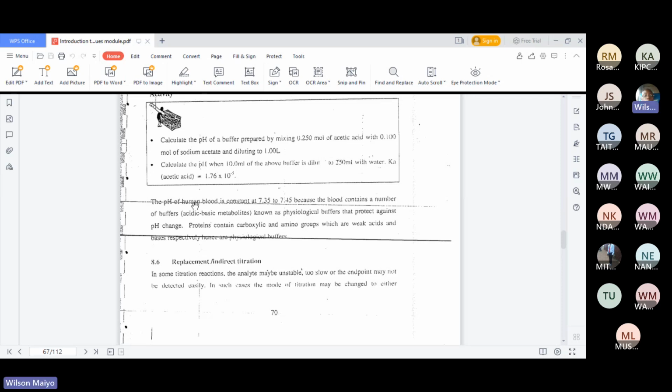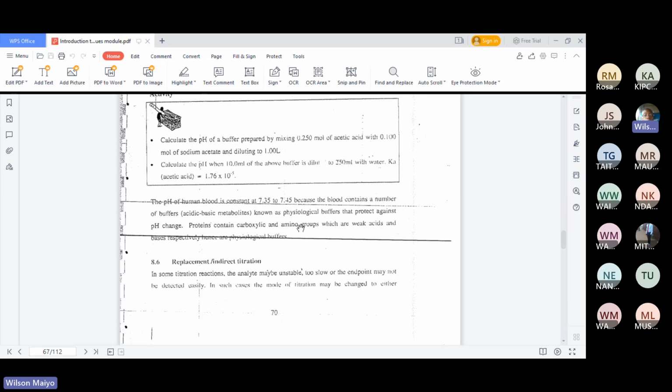We are told that the pH of human blood is constant at 7.35 to 7.45 because our blood contains a number of buffers. These are acid-base metabolites known as physiological buffers that protect against a pH change. Proteins contain carboxylic and amino groups, which are weak acids and bases respectively. Hence, they are also physiological buffers. So they prevent the blood pH from changing so much when they receive some amount of an acid or a base.